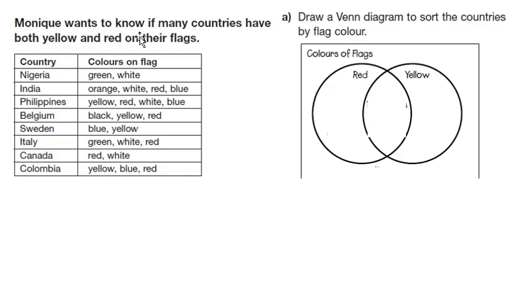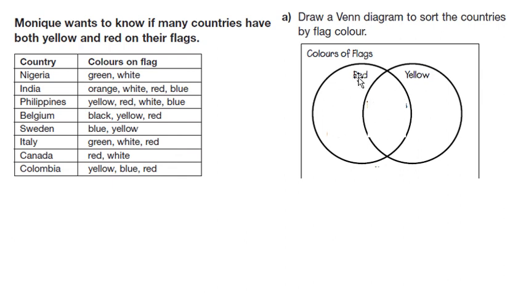Monique wants to know if many countries have both yellow and red on their flags. So we're going to take all of these countries and we're going to put them into this Venn diagram based on the colors of their flag. So here we have red and yellow. The countries that go right in the middle would be the countries that have both red and yellow. They must have both in their flag colors. That's if they're in the middle.